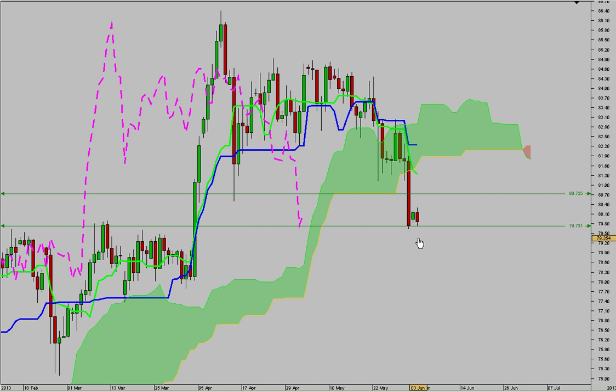I'm going to watch these two trades I'm in, especially that counter trend trade, and we'll see what happens from there.